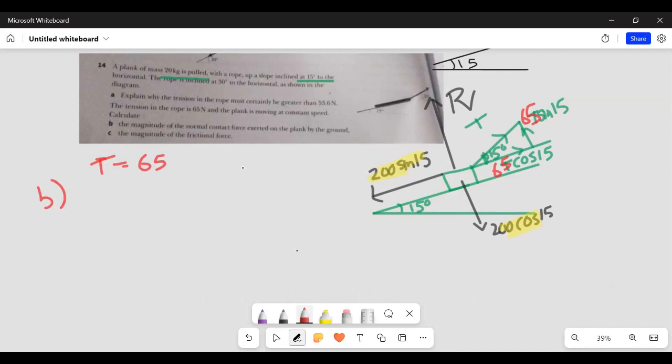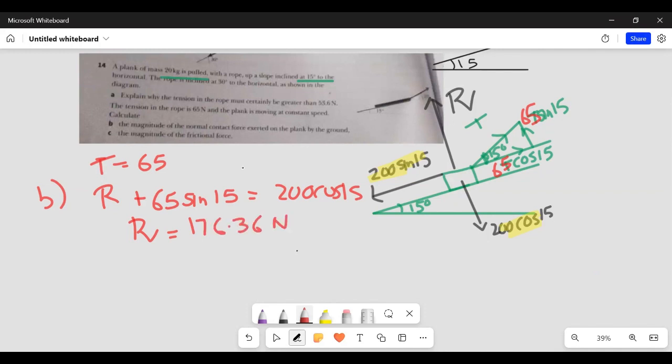Calculate the magnitude of the normal contact force. Okay, we need R. So let's use the equation we had written earlier, R plus now T is 65, 65 sine 15 should be equals to 200 cos 15. अब R निकाल के बताओ. 176.36. Yeah, that is correct. 176.36 newtons.